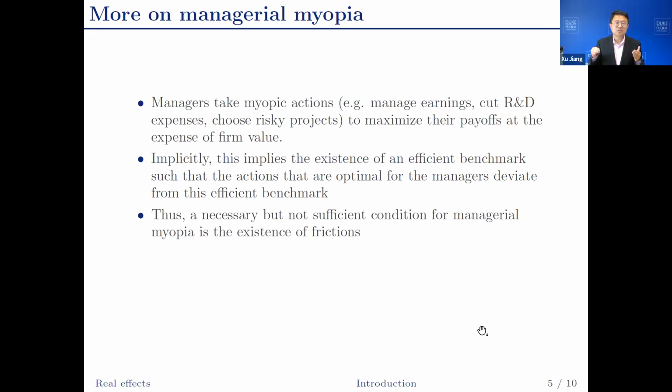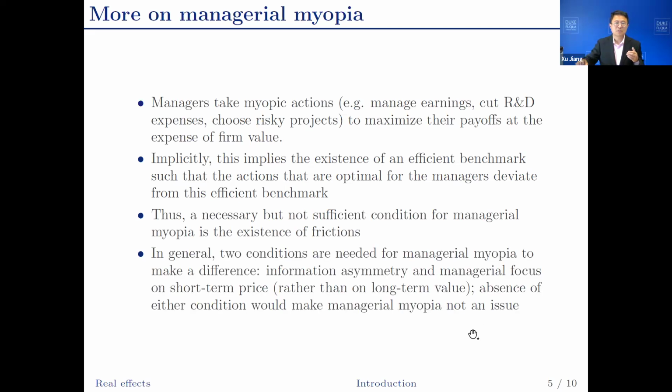So a necessary but not sufficient condition for managerial myopia to make a difference in the real effects literature is the existence of frictions in the economy. Because if there is no friction in the economy, then the managers are not going to make decisions that are different from the efficient benchmark. In general, there are two conditions for managerial myopia to make a difference. The first is information asymmetry. The second is managerial focus on short-term stock price. Absence of either condition will make managerial myopia not an issue.